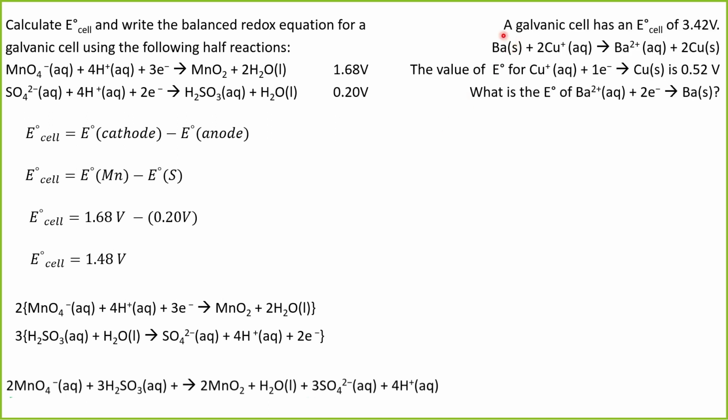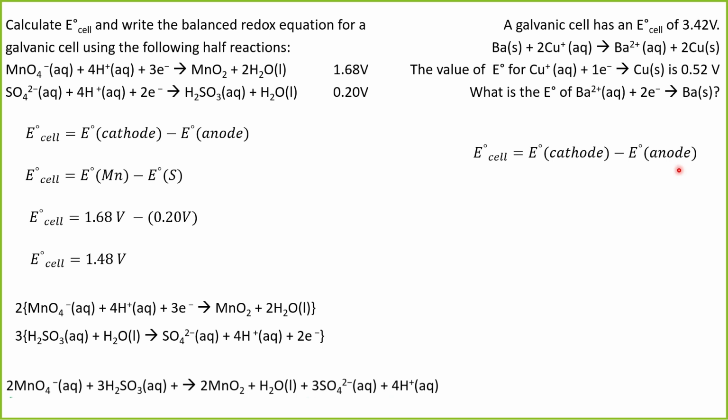This problem reads, a galvanic cell has an E cell of 3.42 volts. We are given the overall equation for this cell. The value of E for copper is 0.52, and we are asked to calculate the reduction potential for barium. We're still going to be using this equation right here for our calculation, but this time we already know what E cell is. Let's identify our cathode and our anode reactions.